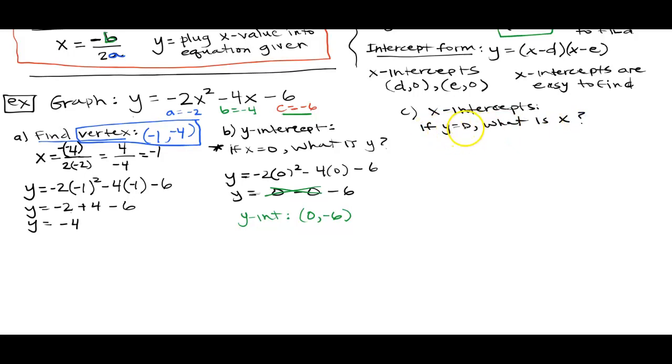So this time we're going to put 0 in place of our y. So I'll have 0 equals negative 2x squared minus 4x minus 6. And then if I look to try and factor this, this actually isn't going to factor. And so I'll end up having to use the quadratic formula on it.